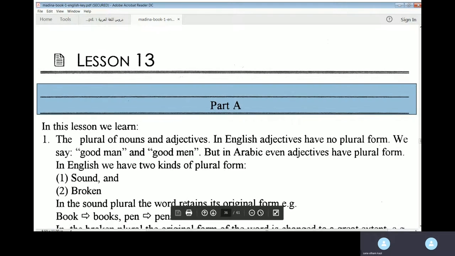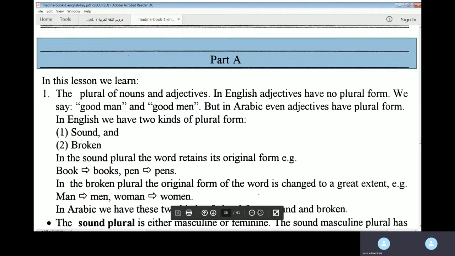In this lesson, we learn the plural of nouns and adjectives. English adjectives have no plural form, say good man and good men. But in Arabic, even adjectives have plural form.